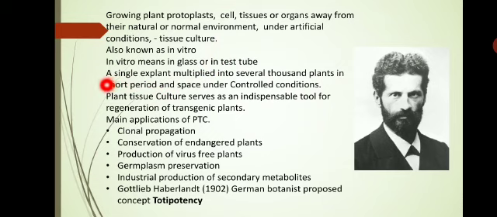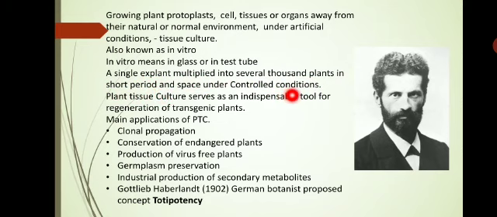Here we have to use a single explant. What is the meaning of explant? The explant is nothing but any part of the plant, whether it is a root, a stem, a leaf, a flower or a fruit, anything that can be multiplied with the help of tissue culture. We have to produce several thousand plants in a particular period, especially in a very short period. That is called tissue culture.